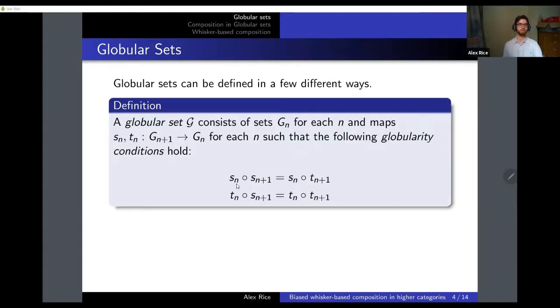And so, just to go over the definition a bit more slowly. We say a globular set, we have a set Gn for each n, that's for each n in the natural numbers. And we have source and target maps that go from the higher sets to the lower sets, and they have these globularity conditions.